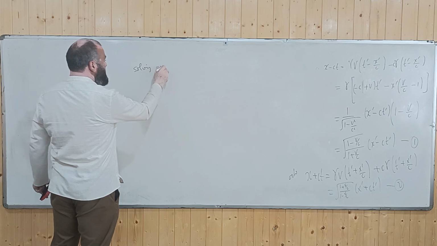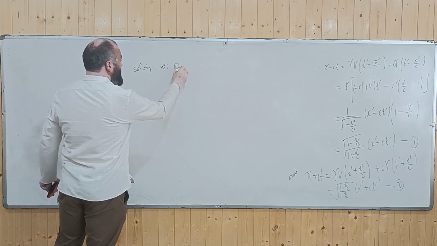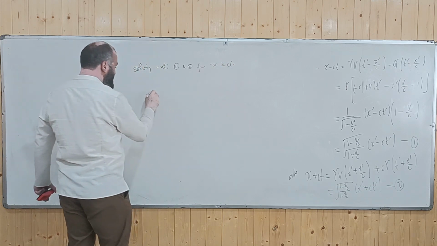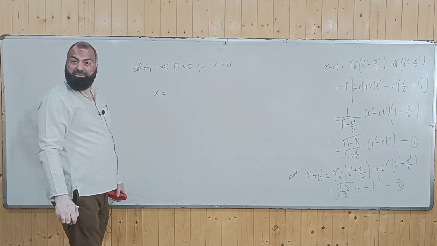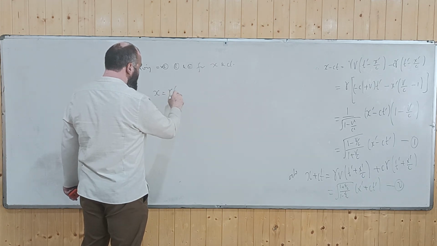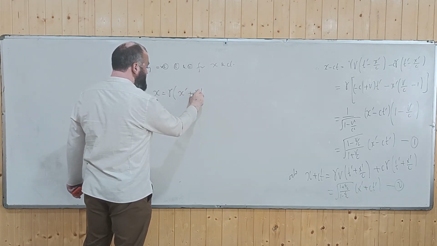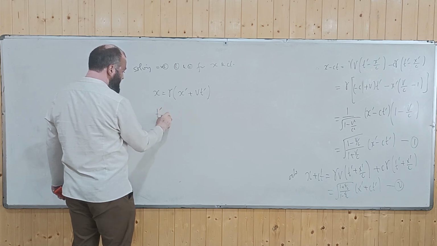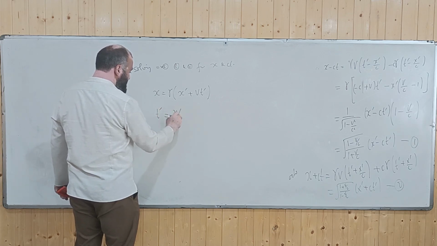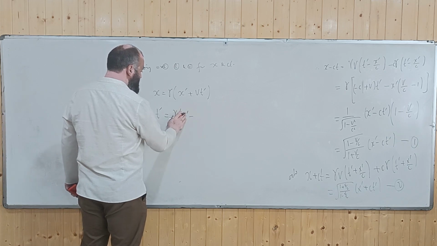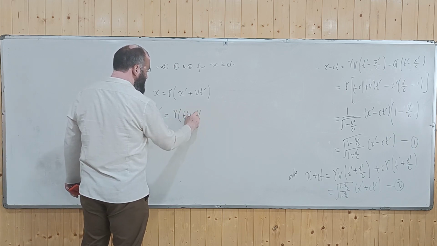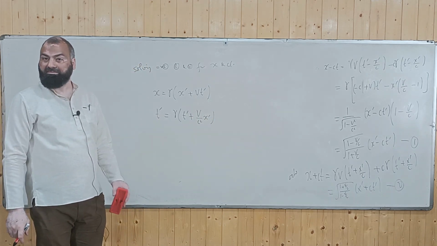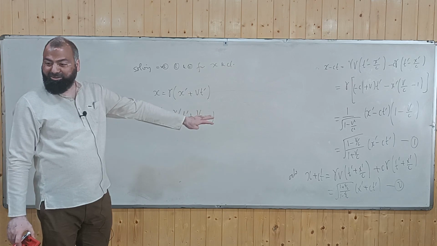Solving equations 1 and 2 for x and ct, you get x equal to gamma into x prime plus vt prime, and you get t equal to gamma into t prime plus v by c squared x prime. The unprimed are related to the primed by this.